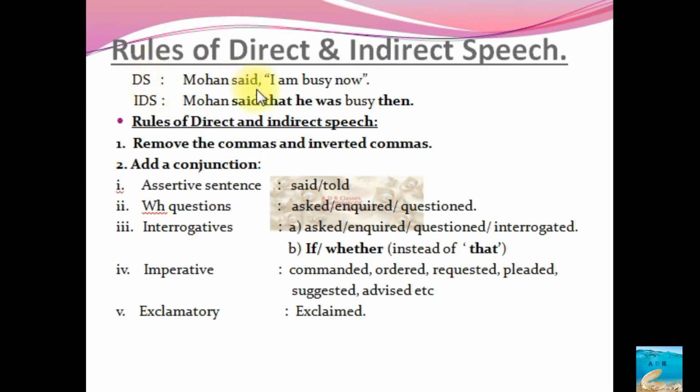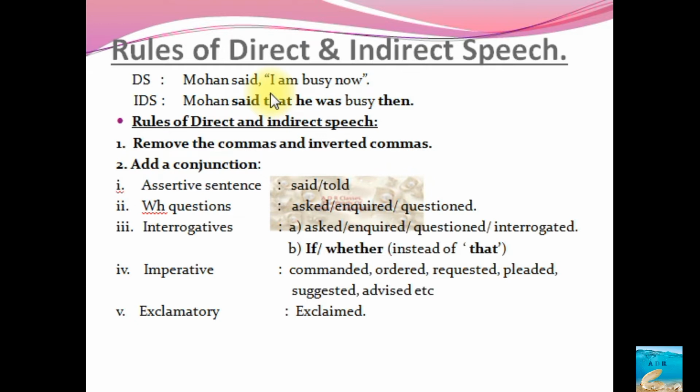So whatever it may be, if they have given an inverted comma, remove that in indirect speech. If they have not given one, there is no issue at all. You can just proceed with the sentence. This is the first rule. I hope it is clear. Now let us move on to the next rule.